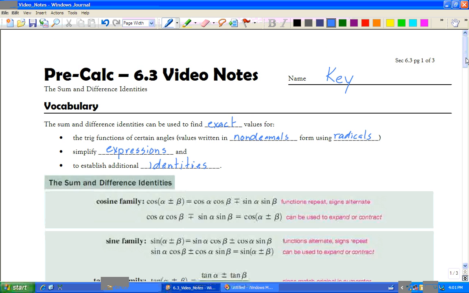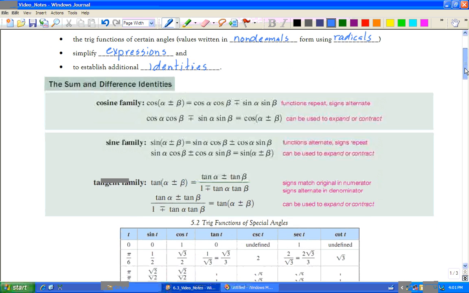Okay, so we're going to have three groupings of sum and difference identities. You have the cosine family, so if you have the cosine of the sum or the difference of two angles, that alpha and a beta. So you're going to notice here that the functions repeat.